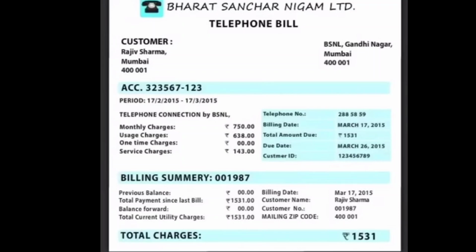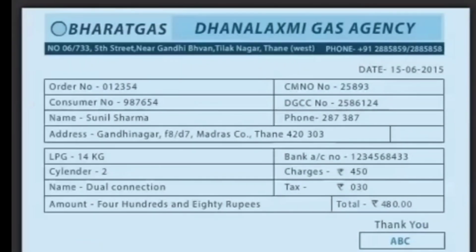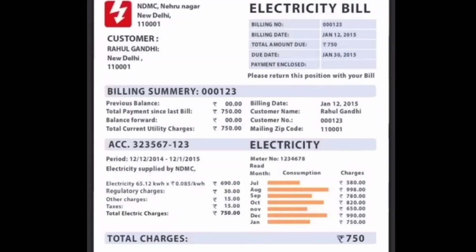Then we will also see gas bill. This is very common. Please, when your gas cylinder comes, the gas service provider provides you a bill. Next, we have all seen electric bill. Tell your parents to show you that this is also there at your home.